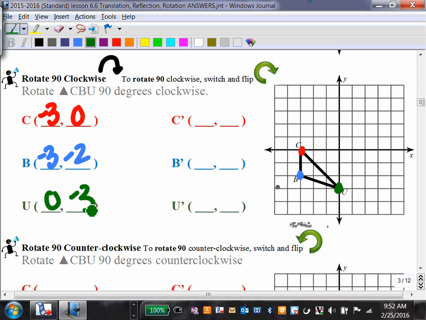When you're done writing the coordinates, all right, hands up. So it goes like this. To rotate 90 clockwise, so go like this, we'll say clockwise, do a clockwise arrow so you get in your brain which way it's clockwise. To rotate 90 clockwise, switch and flip to the right. Okay, are you guys tracking with me? No. Now let's do it again.